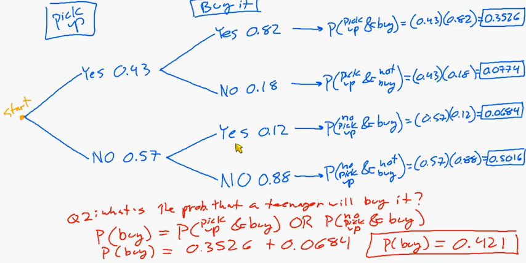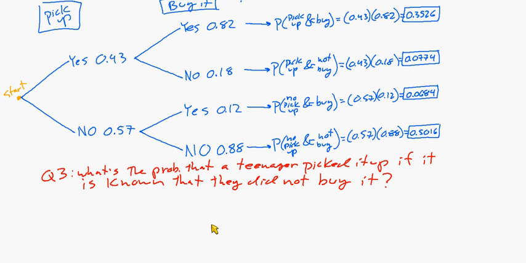Now, if we were asked what's the probability of buying it if they didn't pick it up, then that's actually asking for this number. It's asking the probability for the second event, which is whether they buy it or not. But with this, they were asking, essentially, for the third column. All right, so now, third question.